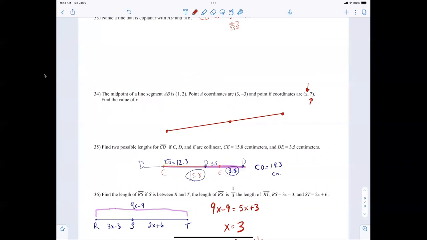So the midpoint is 1, 2. Point A is 3, -3. So I want the x value of this guy over here. So remember, from 3 to 1, I just went what? -2, right? So if I'm going to stay in the middle, I need to go another what? And that's going to make it what? -1.